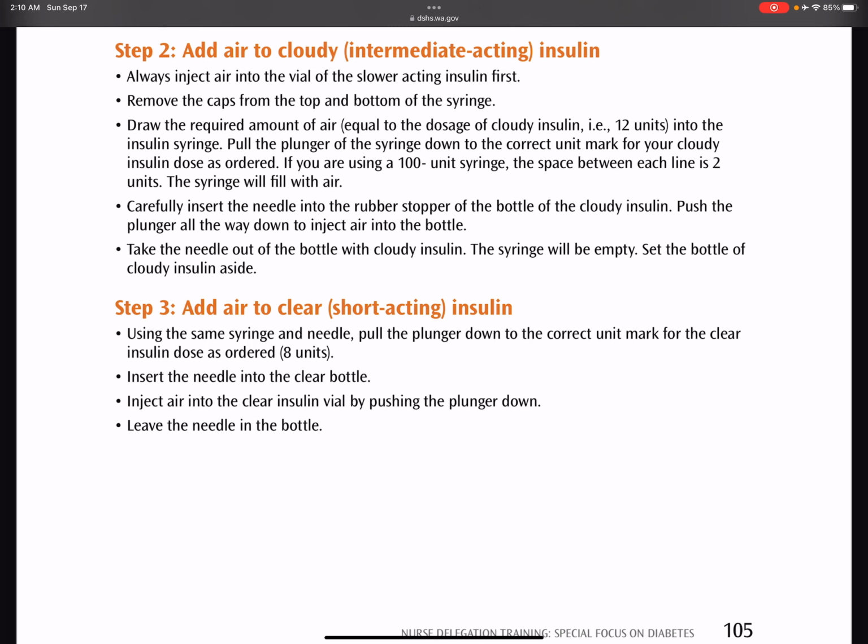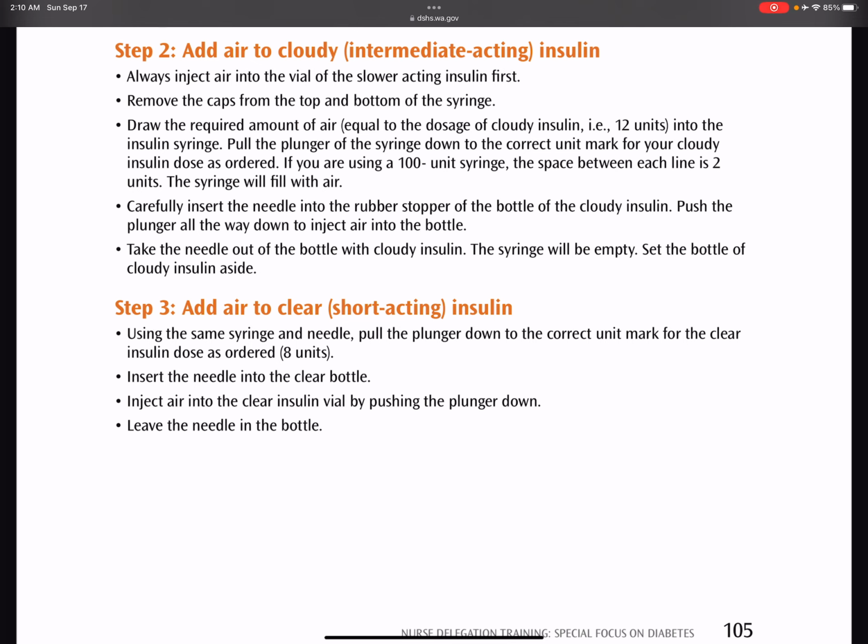So first you put the air in the cloudy one and you take your syringe out. Now it's time to put the air into the clear one. You go into the clear one and you put the air into the clear one.